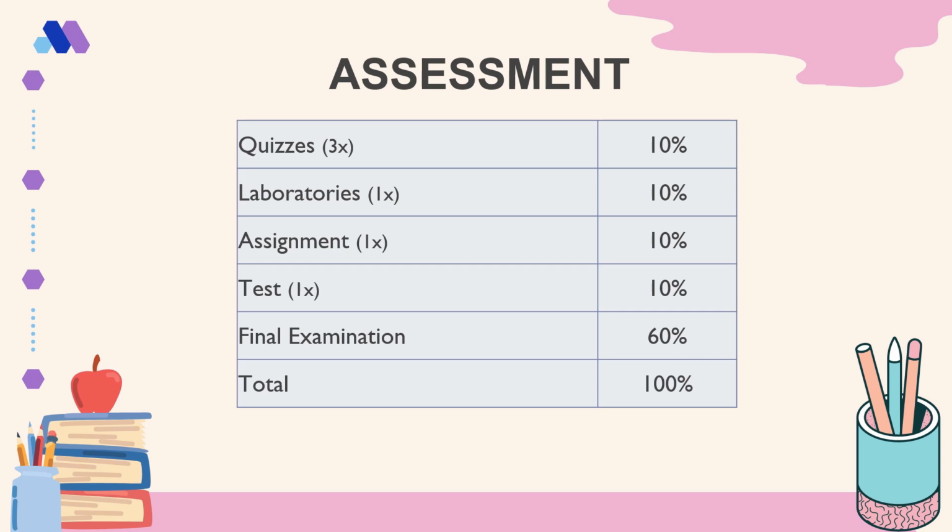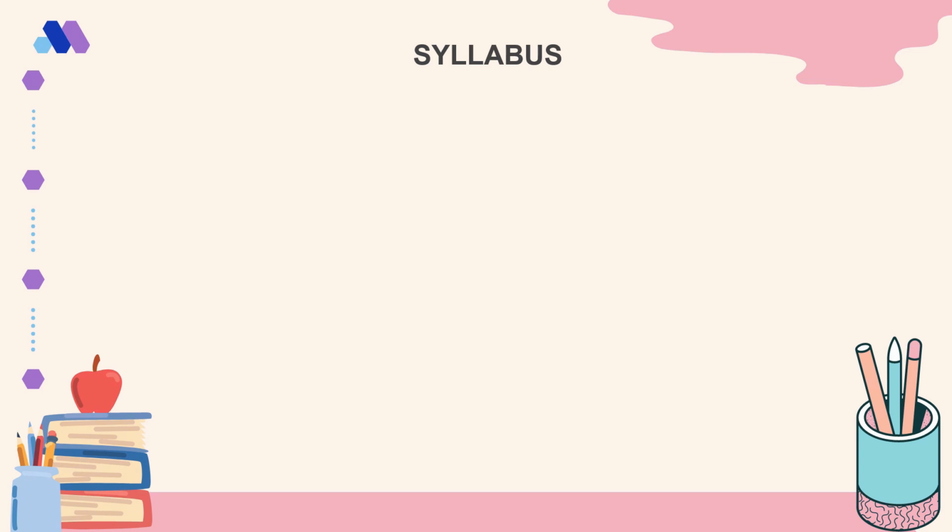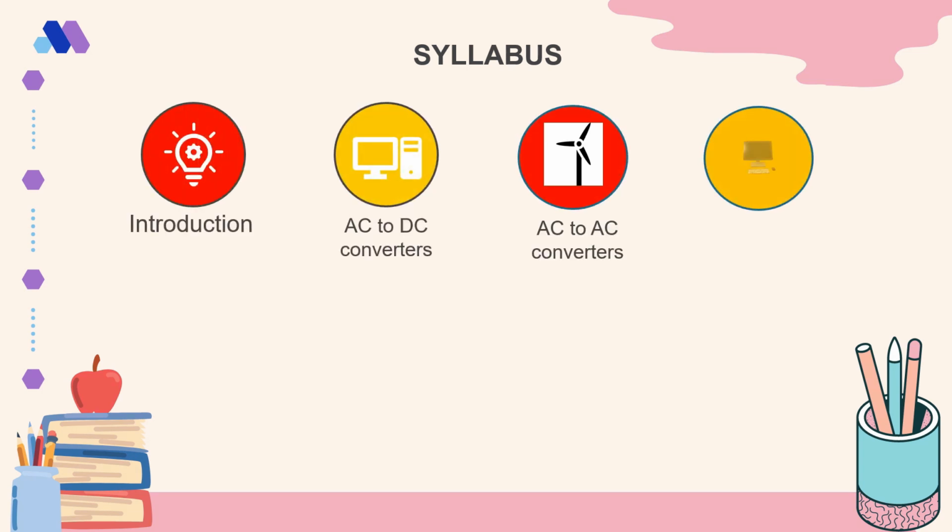Okay, so basically we will have 40% for the courseworks and 60% for the final exam. Next, for the syllabus, we will have 7 chapters.